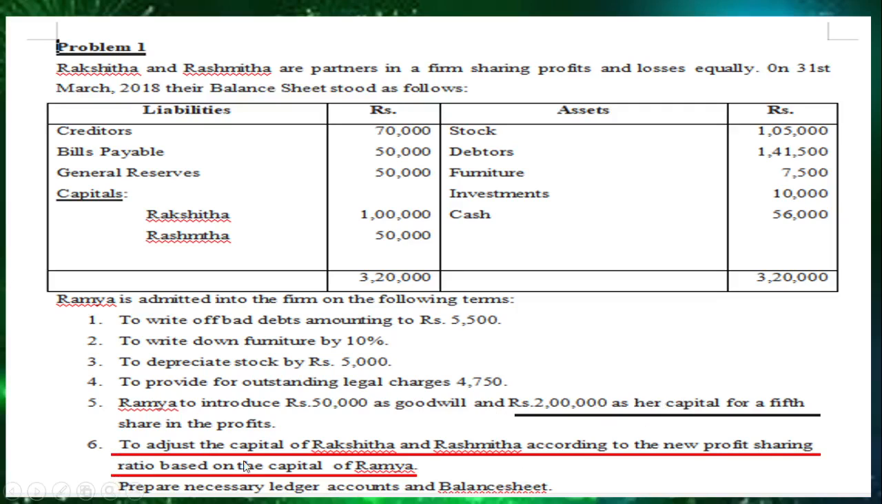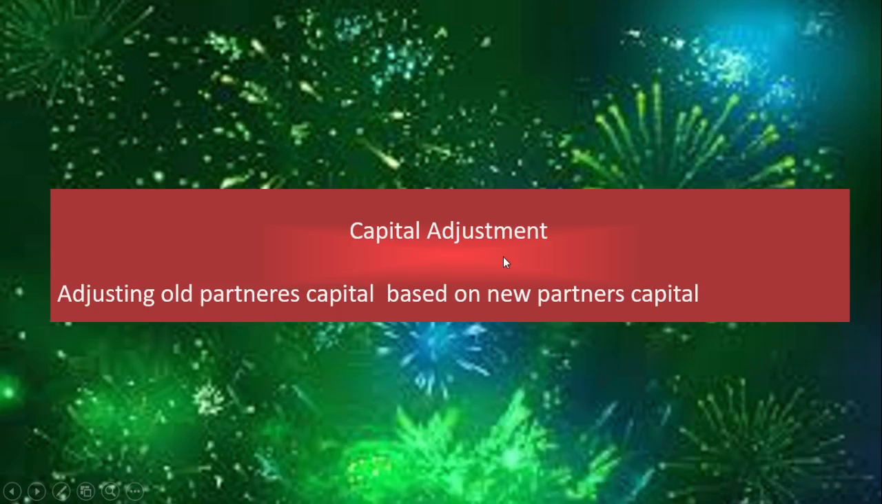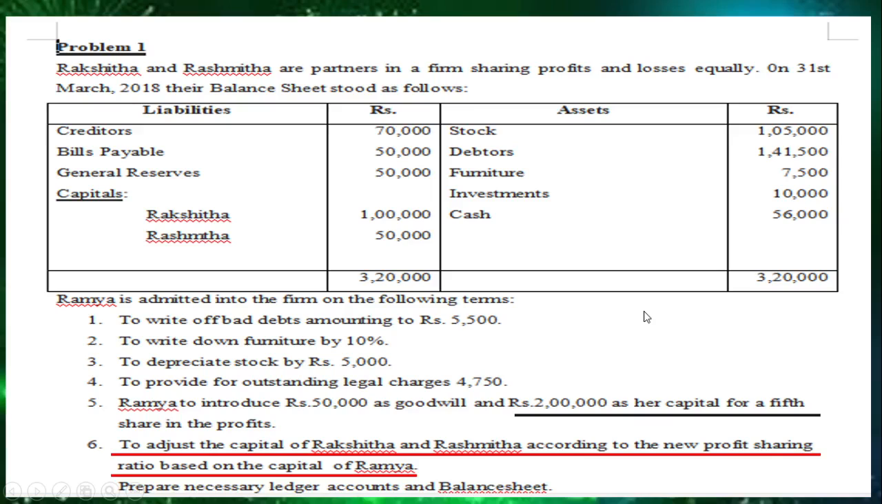Sixth one, to adjust the capital of Rakshita and Rashmita, that means to adjust old partner's capital according to new profit sharing ratio. So according to new profit sharing ratio, we have to adjust the capital of old partners based on the capital of new partner. So this adjustment is for capital adjustment. Adjusting old partner's capital based on new partner's. So this is all about the problem. Here the special thing lies with the capital adjustment.